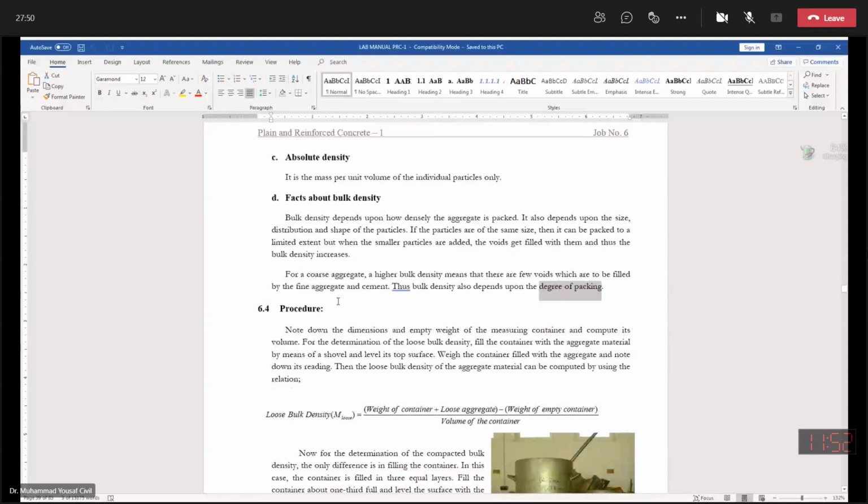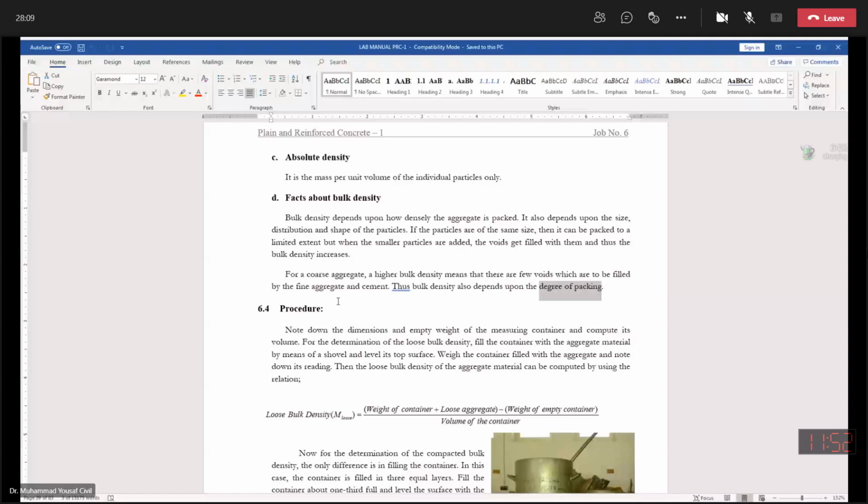Okay. First one is loose bulk density. Second one is compacted bulk density.